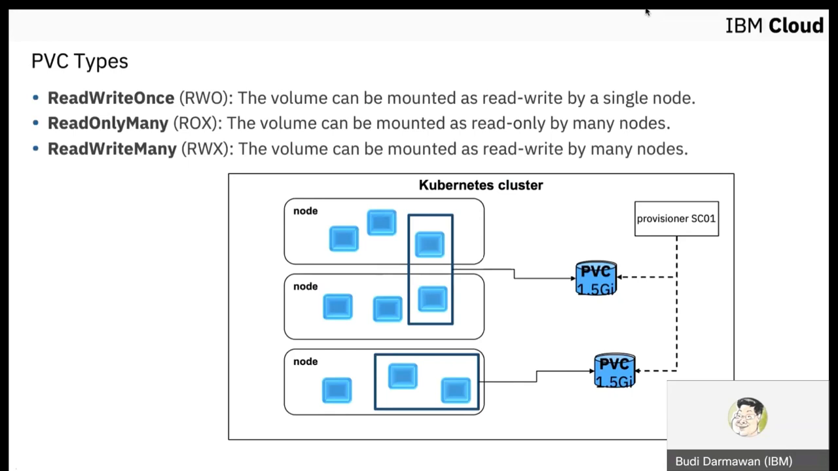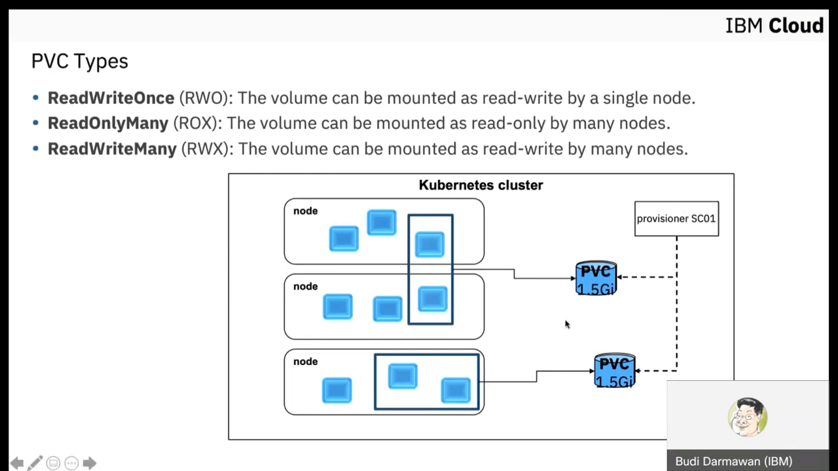Read-only many means the volume can be mounted as read-only by many nodes. And read-write many means the volume can be mounted as read-write by many nodes. One important keyword here is that the "once" and "many" are not related to pods, but related to nodes.